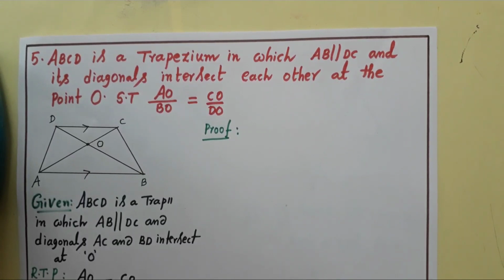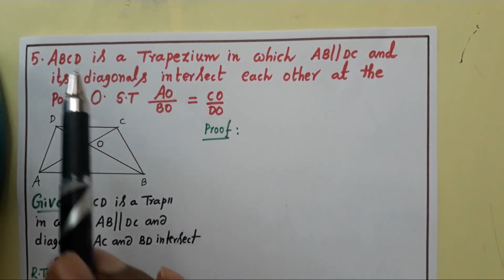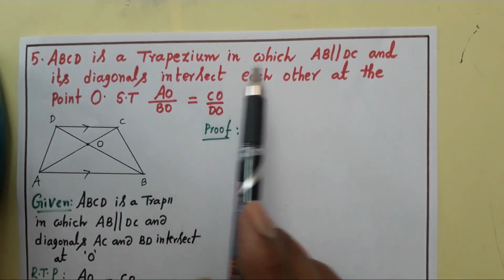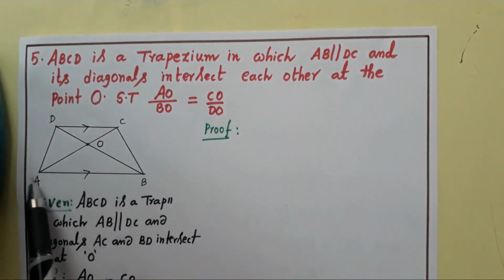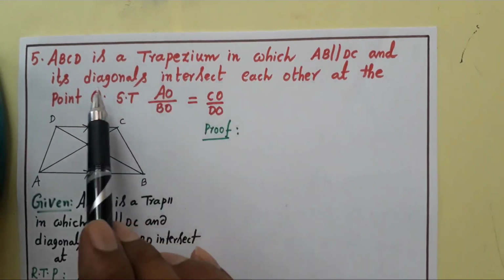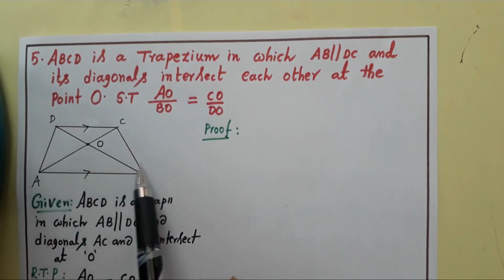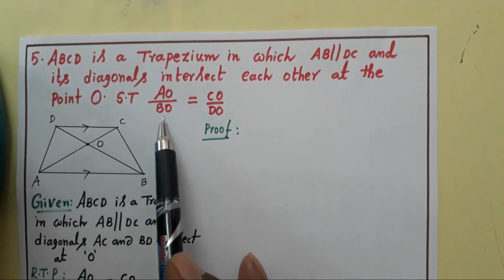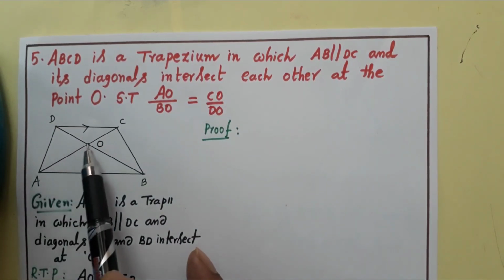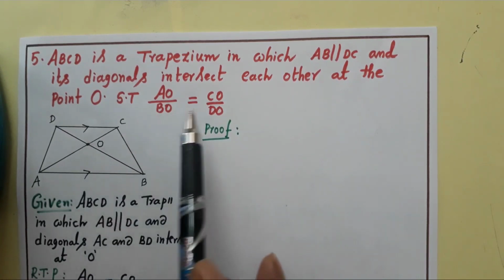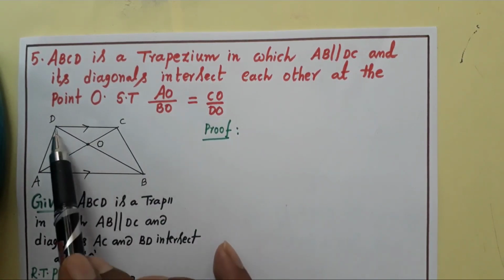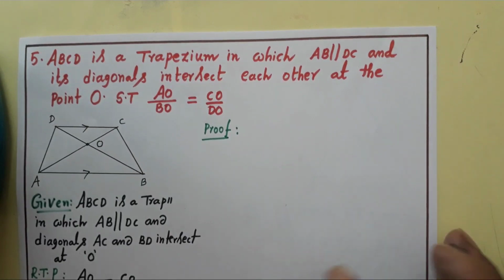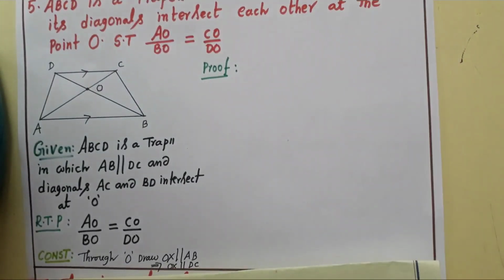One more rider, children. That is ABCD is a trapezium in which AB is parallel to DC and the diagonals AC and BD intersect at O. Then we need to prove AO by BO is equal to CO by DO. Yes, you see here I wrote given and RTP. A small construction is required.